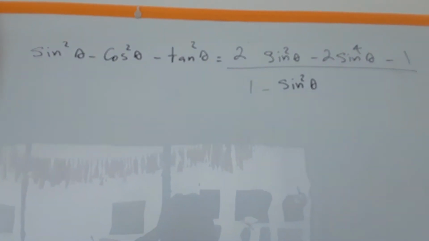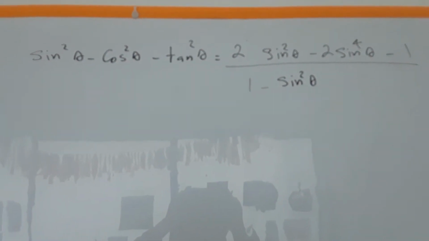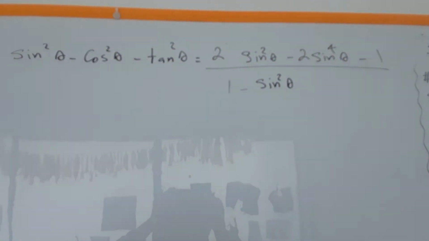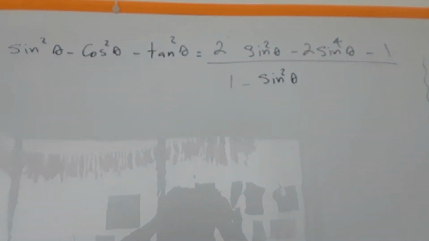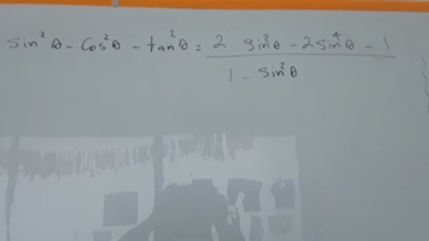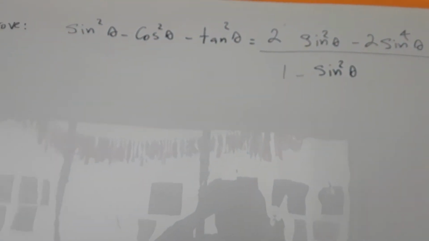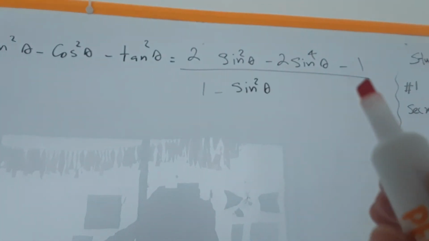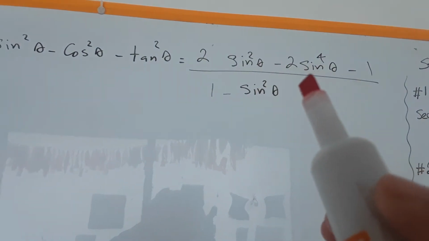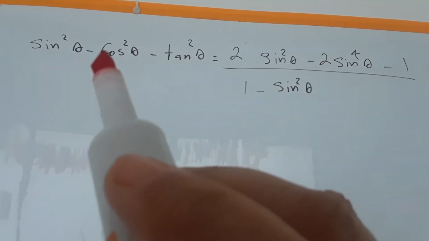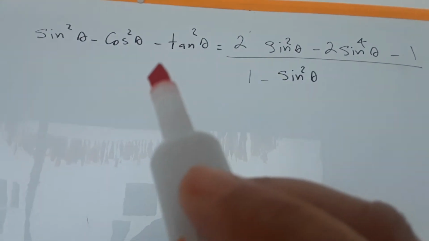So again, I have a right side and a left side for this. Sine power 2 minus cosine power 2 minus tan power 2 equal to, in the numerator, 2 sine power 2 theta minus 2 sine power 4 theta minus 1 divided by 1 minus sine power 2. As you see, on this side all we have is sine, and here we have a mixture of the sine, cosine, and tan.